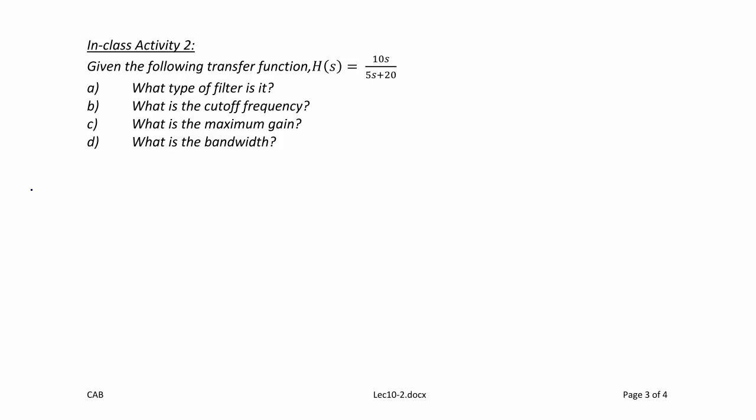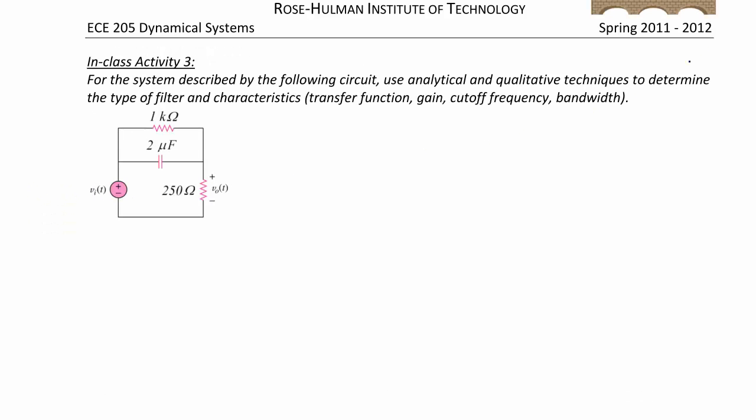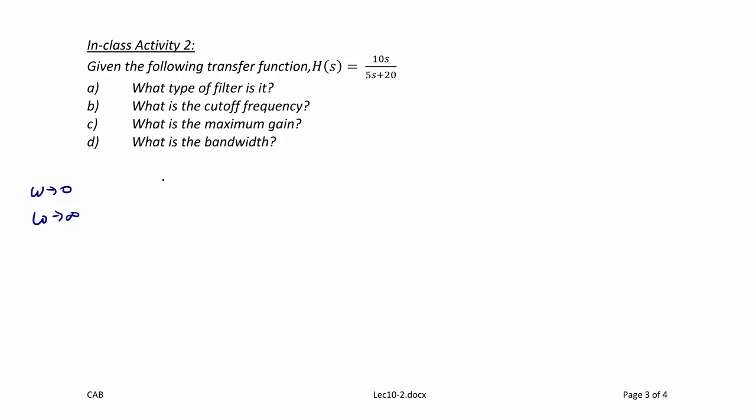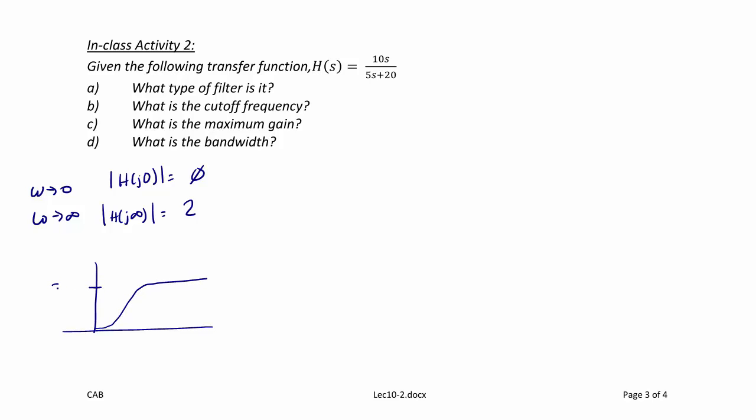So once again, we examine the amplitude plot as omega approaches 0 and as omega approaches infinity. The magnitude of H of j0 is equal to 0, and the magnitude of H of j infinity is equal to 2. So if we make a sketch of what this looks like, we have a filter that at low frequencies is 0 and at high frequencies it's 2. So this tells me that we have a high pass filter. And since the maximum value is 2, it's a high pass filter with a gain of 2.